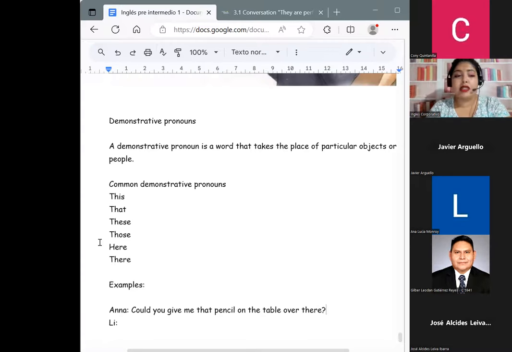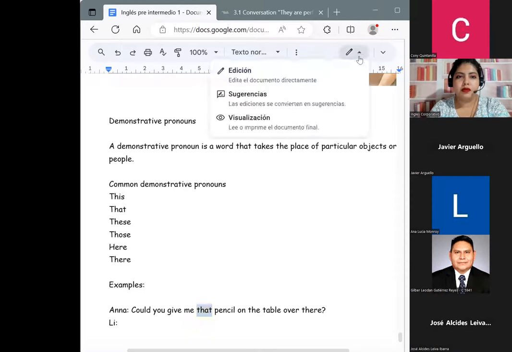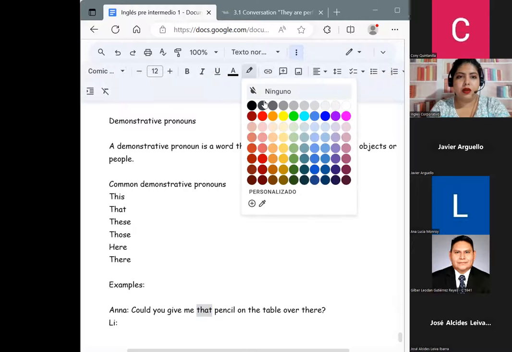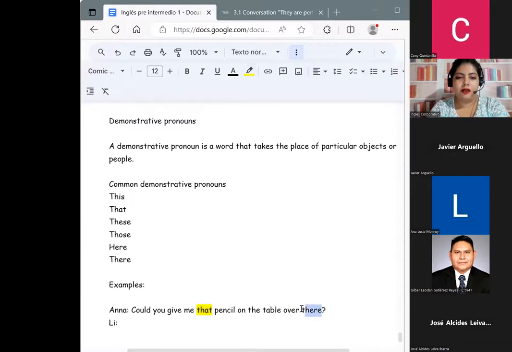So in this first sentence, we have two of these words. We have this one, we are going to mark this, and also there. And Lee said, do you mean this pencil here? Again, we are using two. We have this one, and we have this one.